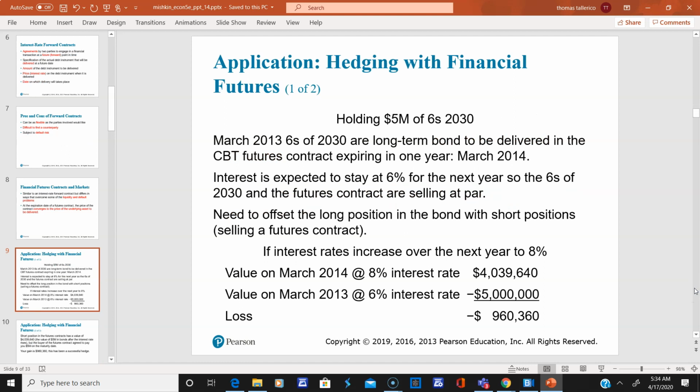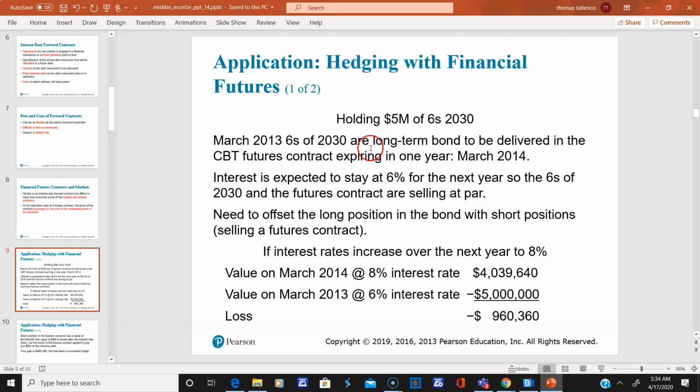All right. So here's some terms associated with futures contracts. So March 2036s of 2030 are long-term bonds to be delivered to the Chicago Board of Trade futures contract expiring in 1 year, March 2014.